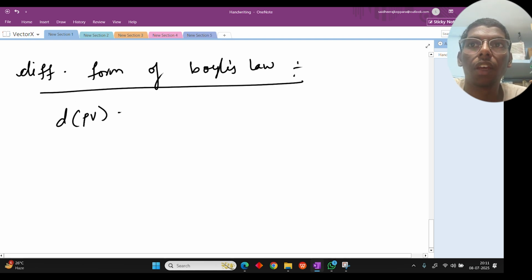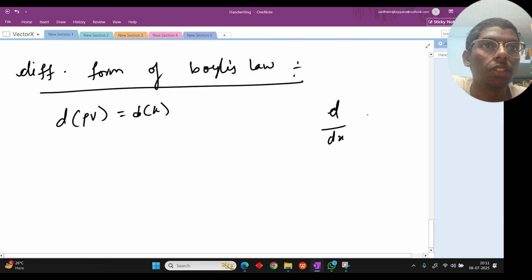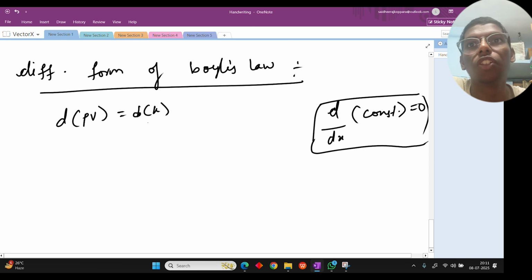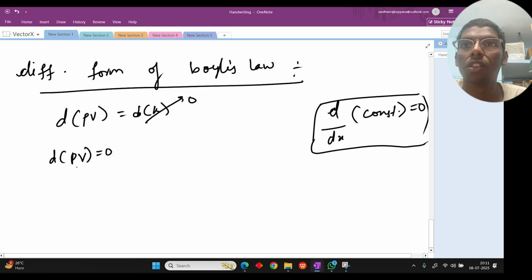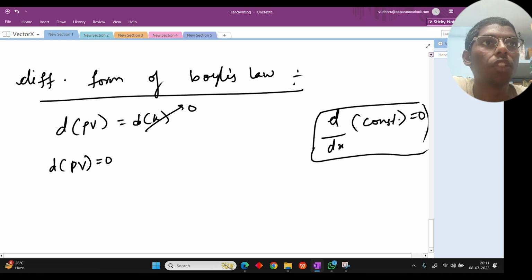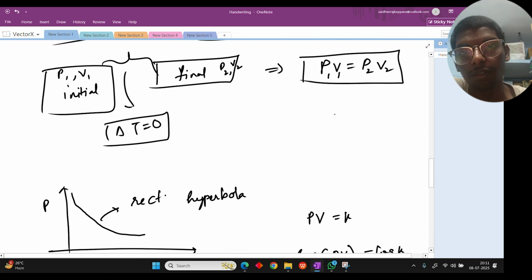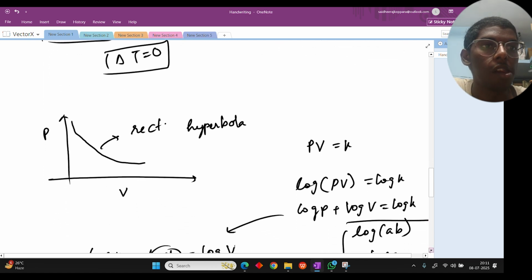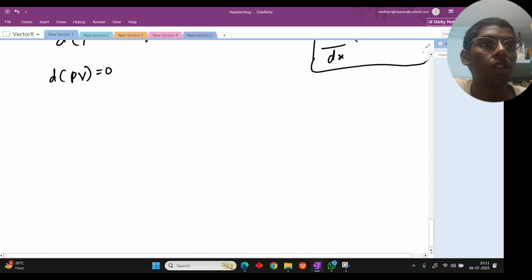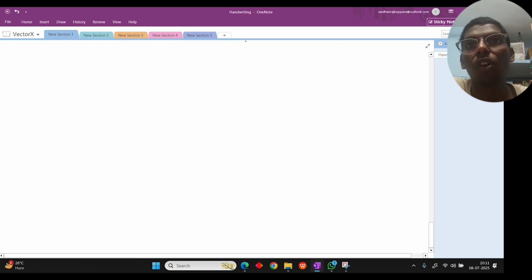So, first we differentiate it on both sides. We know that differentiation of any constant is 0. So, this will be 0. Now, how do you differentiate this? They both are actually varying. Above we saw the graph, which is a rectangular hyperbola. See, they both are varying with each other, right? Then how do you actually differentiate it?